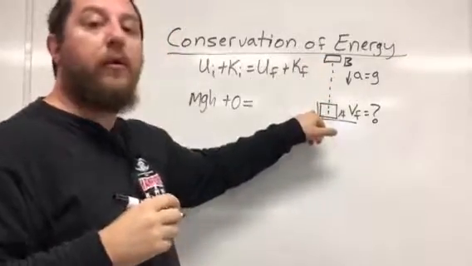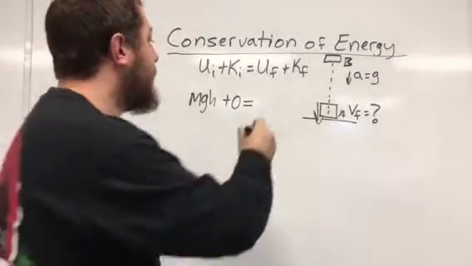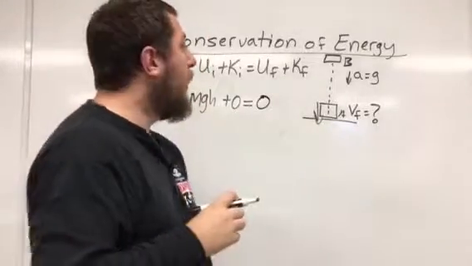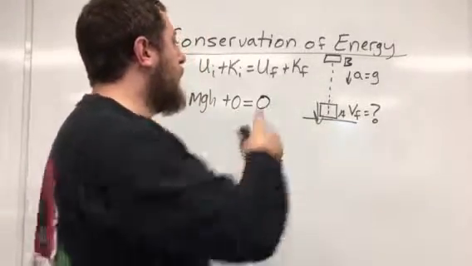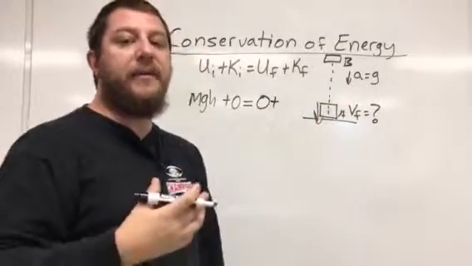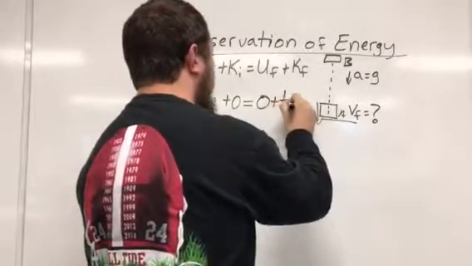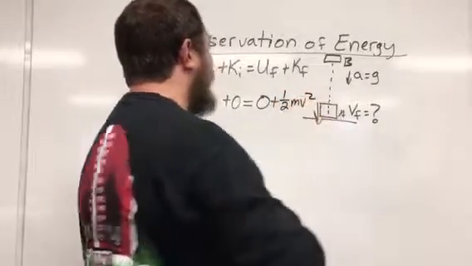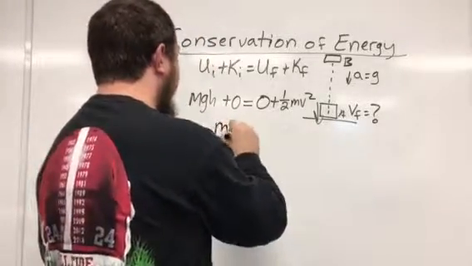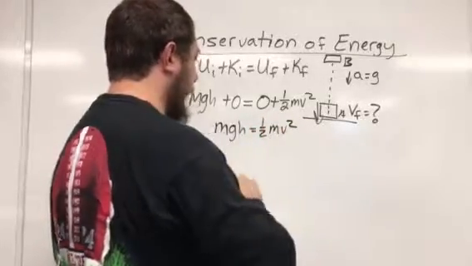Once it hits the ground, all of its potential energy has been expended and converted to kinetic energy, so I don't have any potential energy present after my object has fallen. And as it's going to collide with the ground, all of that potential energy has been converted to kinetic. And so we now start with this rather simplistic equation, mgh is equal to 1/2 mv squared.